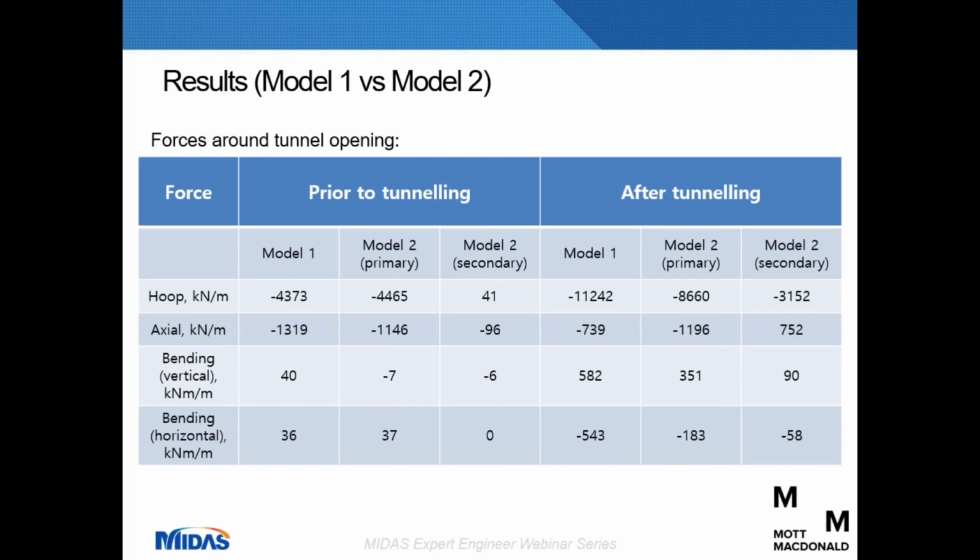This table shows the forces around the tunnel opening for both Model 1 and Model 2, where we included the secondary lining. Remember that Model 1 is a single shell with the combined properties of the primary and secondary lining, and Model 2 has them separated out, one as a shell, one as a volume. And you can see that in both models, the hoop force at the crown increases and axial forces beside the opening increase as expected. The bending moments also change as you'd anticipate, but the absolute values here aren't as important as how the change in load is shared between the two linings, which I've summarized on the next slide.